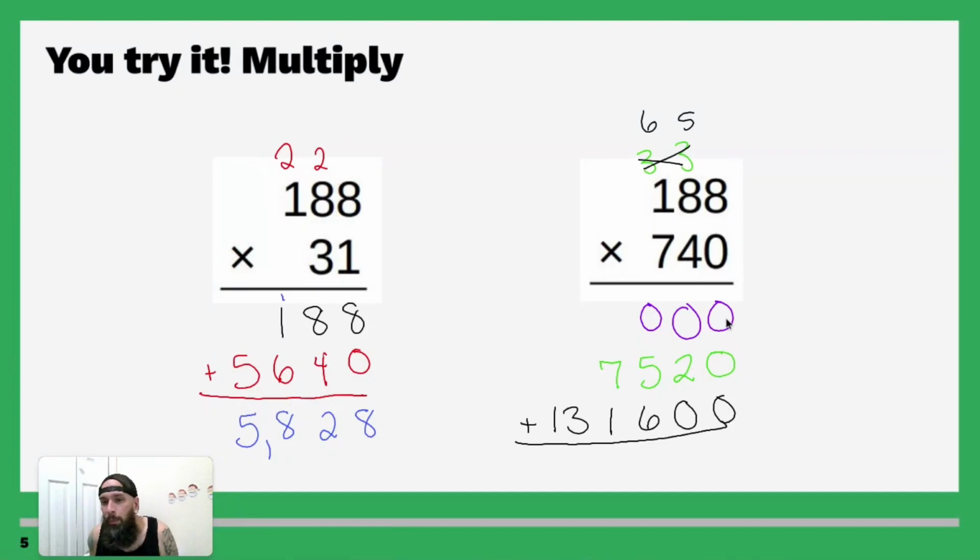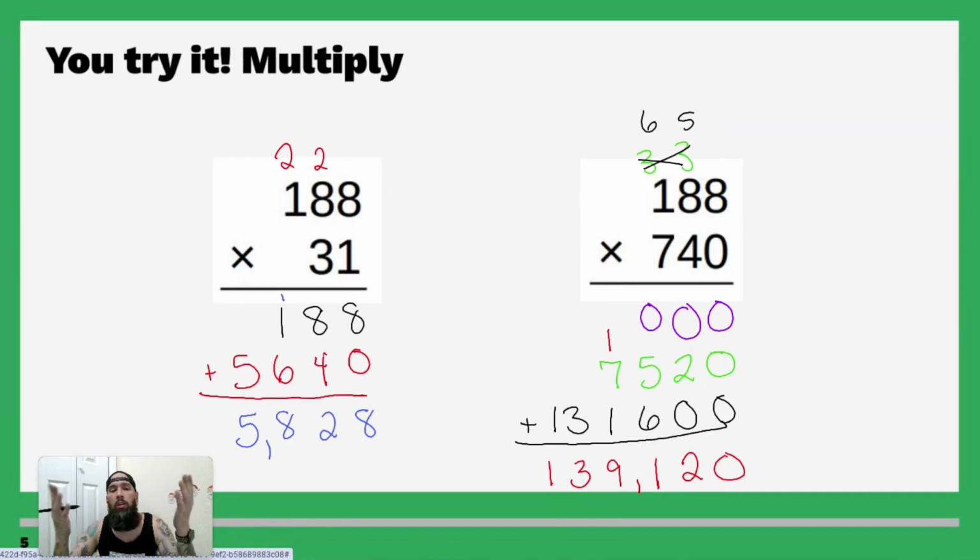I'm going to add these guys together. 0 plus 0 plus 0, 0. 0 plus 2 is 2, plus 0 is 2 again. 0 plus 5 is 5. 5 plus 6 is 11. So write out the 1 and carry the 1. 1 plus 7 is 8. 8 plus 1 is 9. Nothing carries over. 3 is all alone. 1 is all alone. 1, 2, 3, comma, 1, 2, 3. We have ourselves 139,120. Bang!